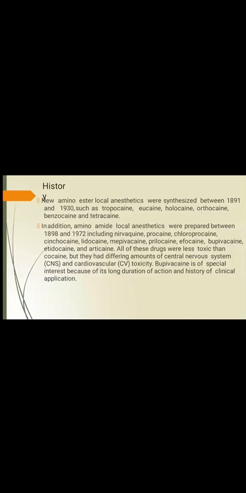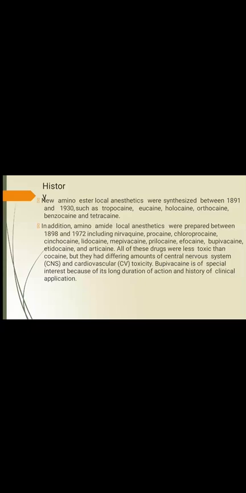Moreover, in the history, the new amino ester local anesthetics were synthesized between 1891 and 1930. These are tropocaine, eucaine, holocaine, orthocaine, benzocaine, and tetracaine. In addition, amide local anesthetics were prepared between 1898 and 1972, including nirvaquine, procaine, chloroprocaine, cincocaine, lidocaine, mepivacaine, prilocaine, efocaine.